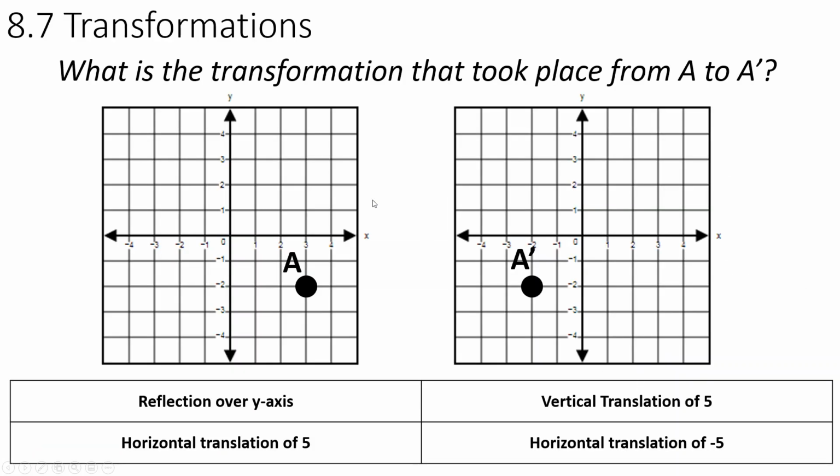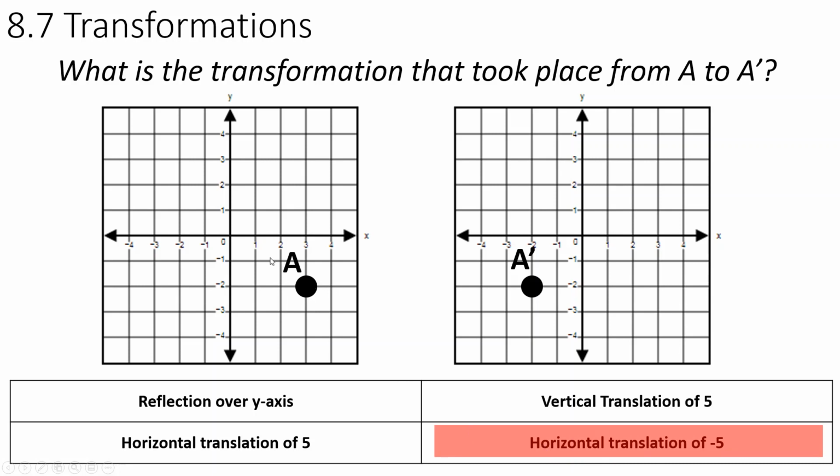The transformation that took place from A to A prime, or the image of A. So A was at 3, -2, now it's at -2, -2. Okay, so it looks as if the only real thing it can do is move left, which is a negative horizontal direction. And it's going to be horizontal translation of -5.